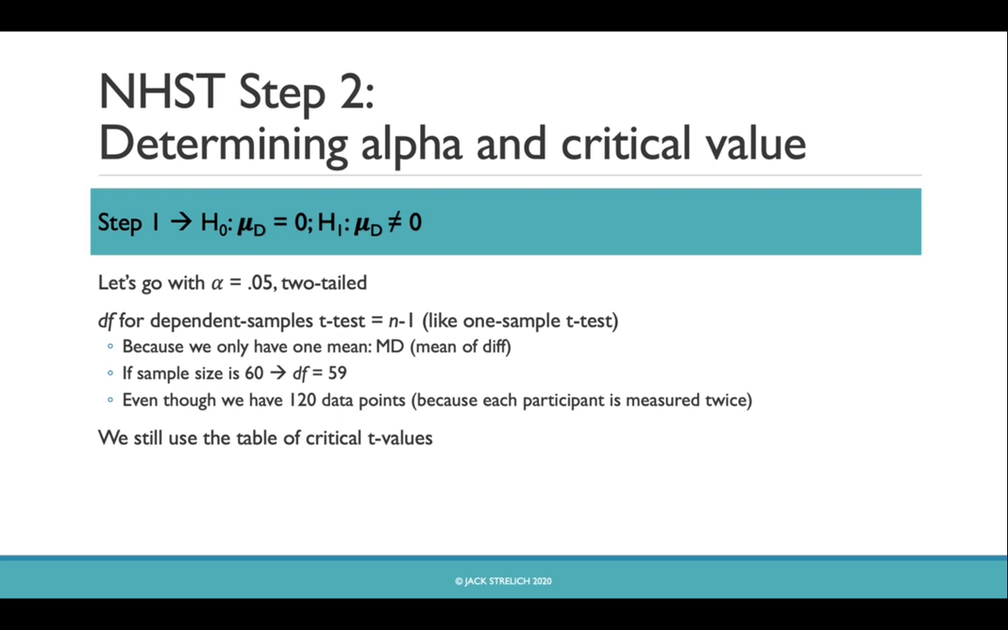We still use the table of critical t-values, just like we did for the one sample and independent samples t-tests, because this is still a t-test. Our critical value will be 2.021. As I mentioned before, always underestimate degrees of freedom if the precise degrees of freedom for your experiment is not shown in the table.